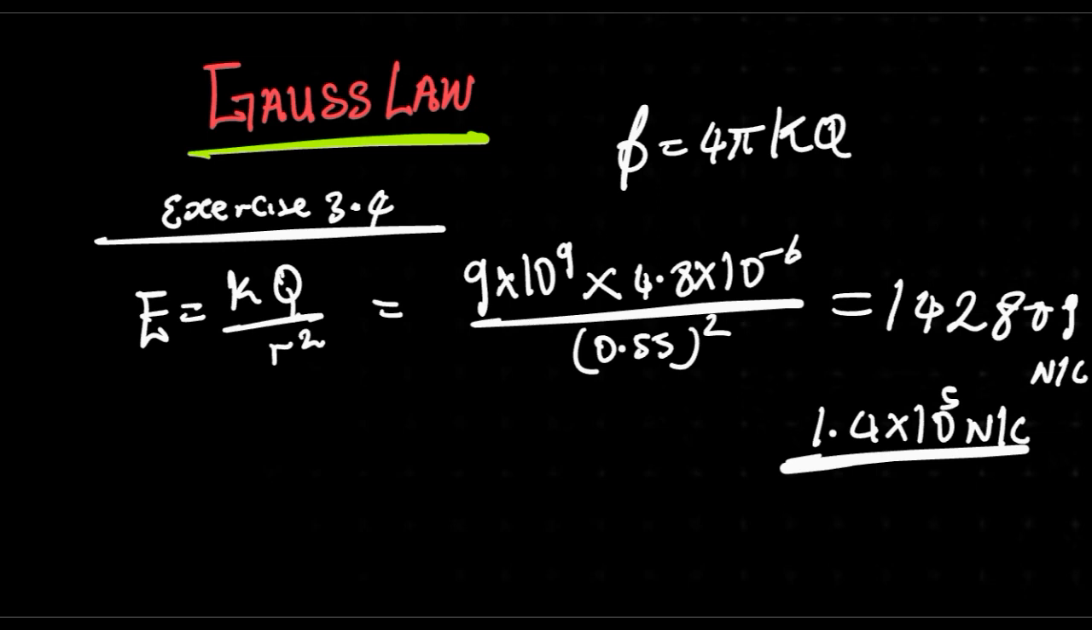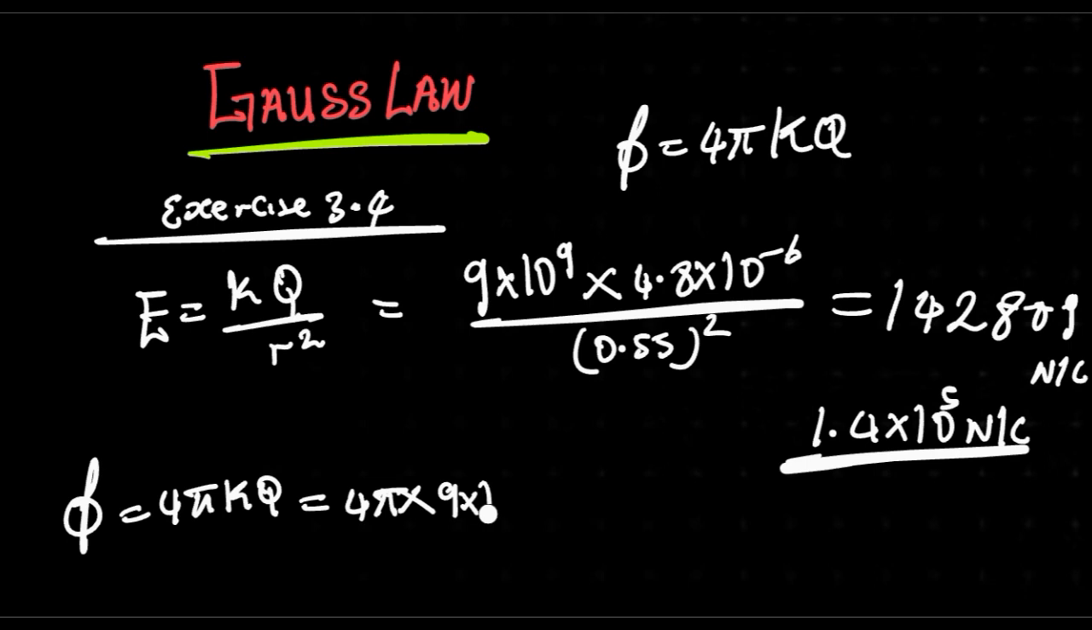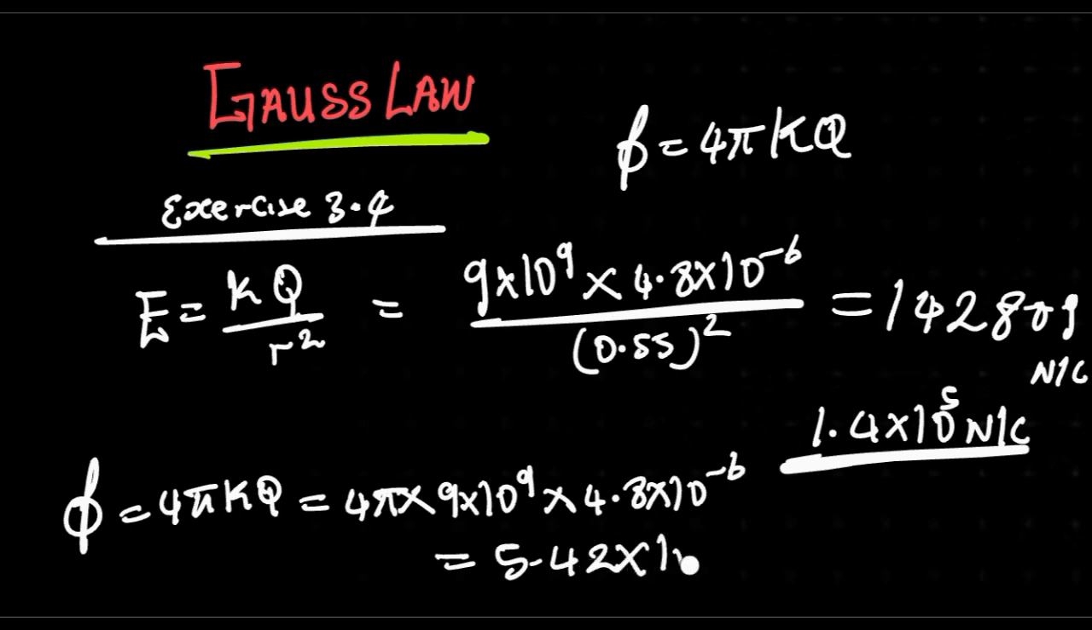Are we together now? Then the electric flux is easy. Remember, anywhere you hear sphere, electric flux is equal to 4 pi k q. That is 4 pi times k, 9 times 10 raised to power 9, times q, which is 4.8 times 10 raised to power minus 6. If you evaluate this, we have an answer like 5.42 times 10 raised to power 5 Newton meter square per coulomb.